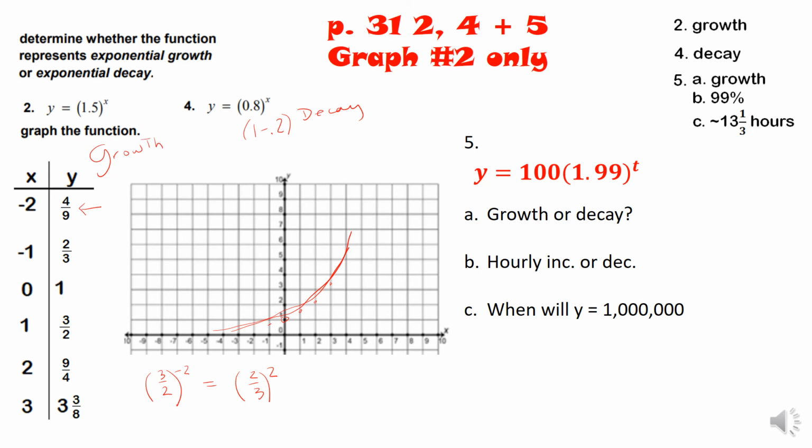Okay, and then for this one, this again is optional because you'd either use the table function or you'd have to estimate over and over again. It's kind of a pain. So this is growth because it's 1 plus 0.99. And is it an hourly increase? What is the hourly increase or decrease? That's the rate of increase. So it's 99% increase per hour.